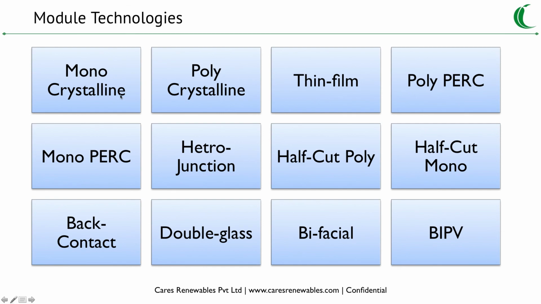Now, if you take module technologies, we have monocrystalline, polycrystalline, thin film, polyperk, monoperk, heterojunction. You have so many technologies, so you can Google all this and understand a bit more on that. We started with poly, thin film, and mono, and now what is more popular is polyperk and monoperk, and half cut poly and half cut mono. These technologies, the perk technologies and the half cut variants, are more popular in the market compared to other technologies.